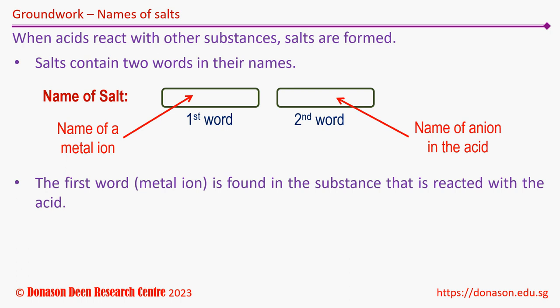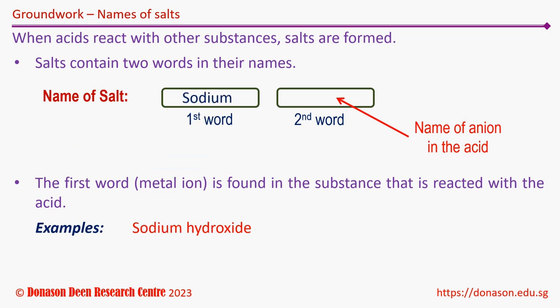The first word, the metal ion, is found in the substance that is reacted with the acid, the metal part of the substance. For example, if I say sodium hydroxide reacted with some acid, the first word is going to be just sodium. The second word would be derived from the anion that is found in the acid reacted with the sodium hydroxide. But right now we are looking at the first word. In sodium hydroxide, sodium is the name of the metal ion, so for the salt, we will use the word sodium as the first word.